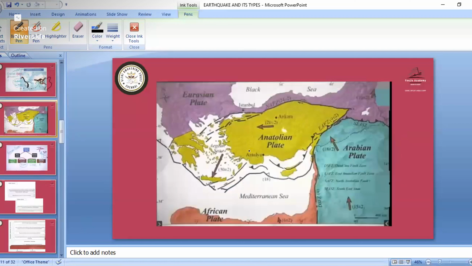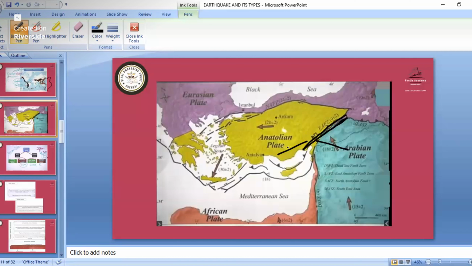So see, in Turkey we had this earthquake, and this was due to the Anatolian plate and the Arabian plate. This was due to a transform plate boundary. Here what happened? The Anatolian plate and Arabian plate were both sliding past each other. That means there was a lateral type of shaking. Because of that, the earthquake occurred on the Turkey side.